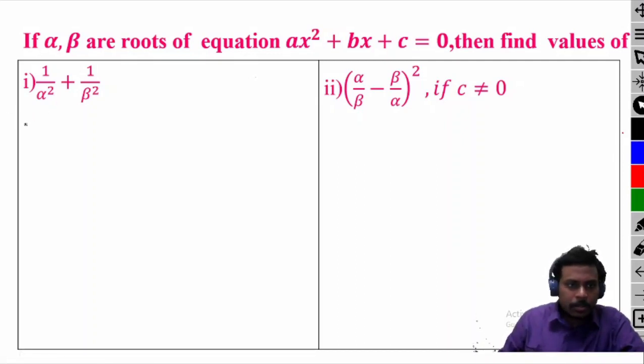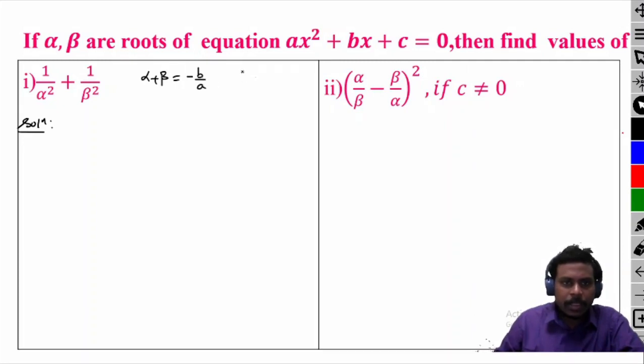Here is the solution. Let us solve this question. Now we are given that alpha comma beta are the roots of the equation ax square plus bx plus c. Just now we have seen the relation between the roots of the equation and the coefficients of the quadratic equation. That is, alpha plus beta is equal to minus b by a and alpha beta is equal to c by a. Now using these two relations, we have to find out this quantity.